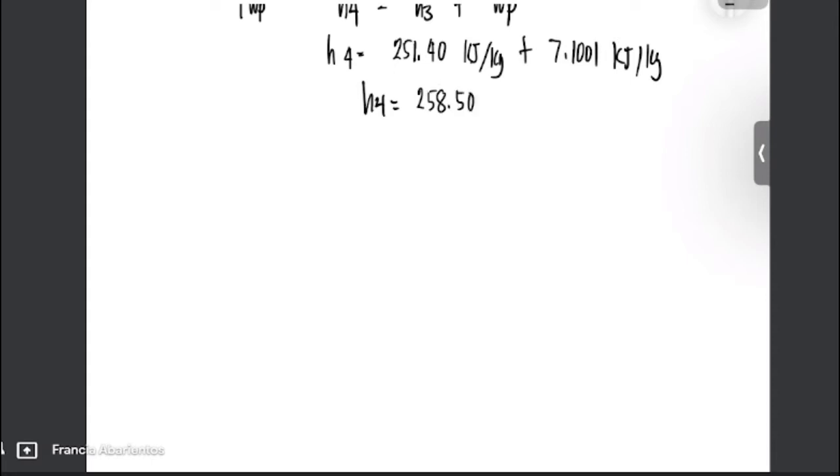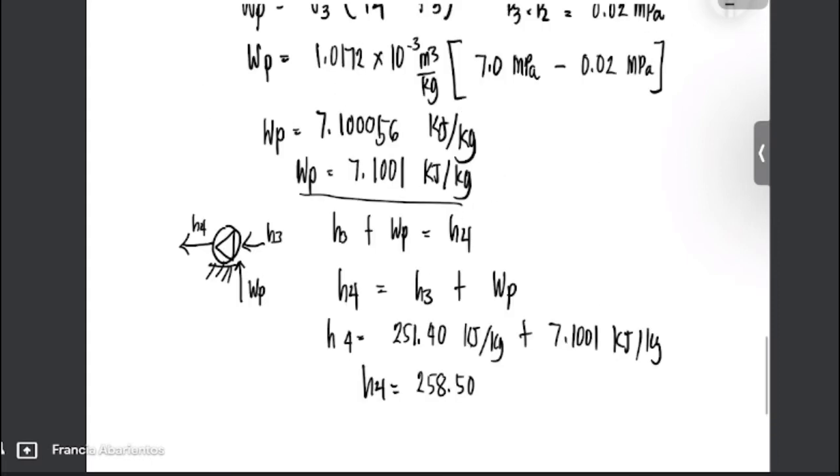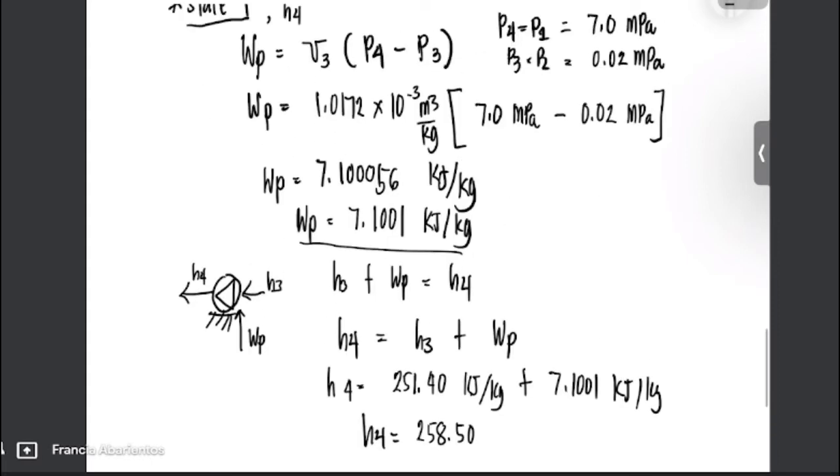258.5. Tama. 58.5. 41. Ano yun? Ma'am, question lang po, ma'am. Opo. Yung sa work po, ma'am, yung 7.2, wala po siyang, ano po, ma'am, yung times 10 raised to negative 3, tatanggalin po yun? Okay. Sige. Good question.